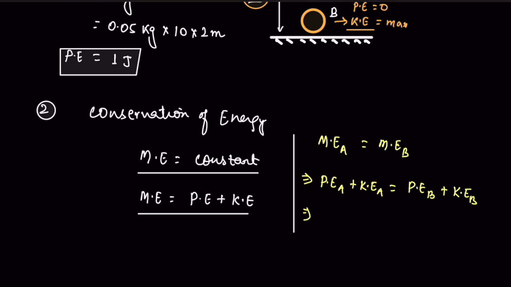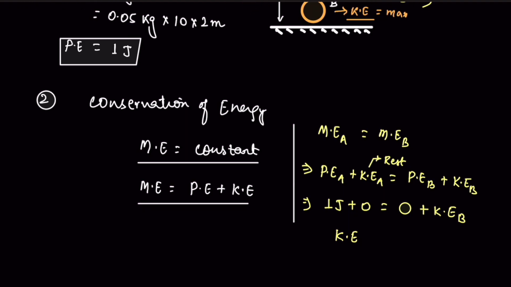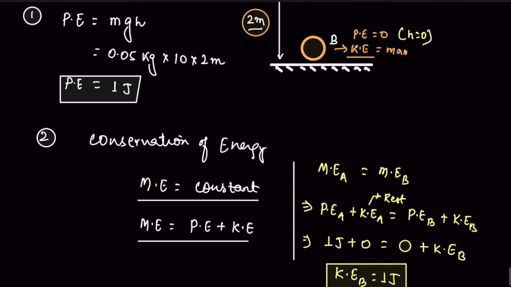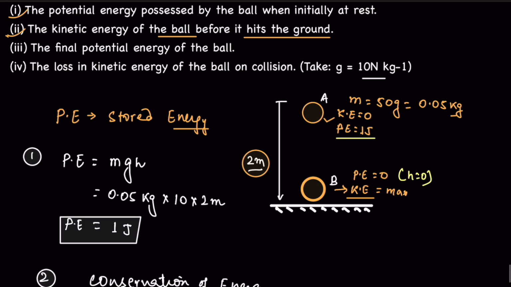So potential energy at point A is 1 joule. Kinetic energy will be 0 because initially the body was at rest. And potential energy at B will be 0 because there is no height. Height is 0. So potential energy at point B is 0, and we have to find the kinetic energy at point B. So kinetic energy at point B will be equal to 1 joule. And it is exactly the same as the potential energy, because the total potential energy will convert to kinetic energy. So this is the answer for the second part.